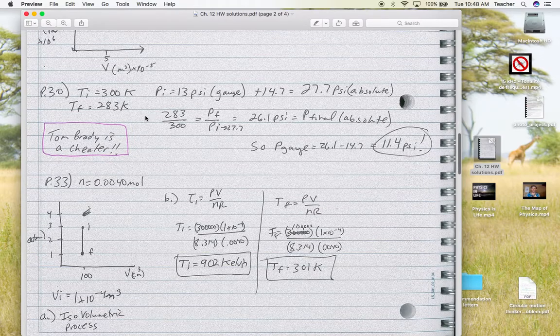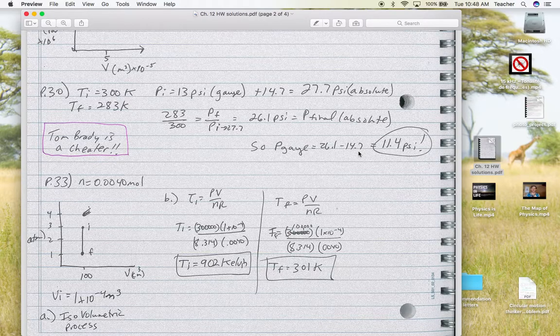Problem 30. This one was not in standard units. That's why I said Tom Brady's a cheater. So essentially, you have the gauge pressure of 13 psi at your initial temperature of 300 Kelvin. So that is going to determine the absolute pressure. You add the atmospheric pressure, which is 14.7 psi, and you get 27.7. So then you can use ratios. We talked about that in class as well. So the temperature goes down, so the pressure is going to go down. But it's the absolute pressure that's going to go down. The atmosphere is not. So the new absolute pressure is 26.1 psi.